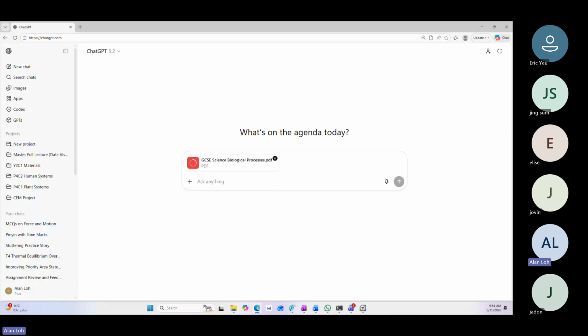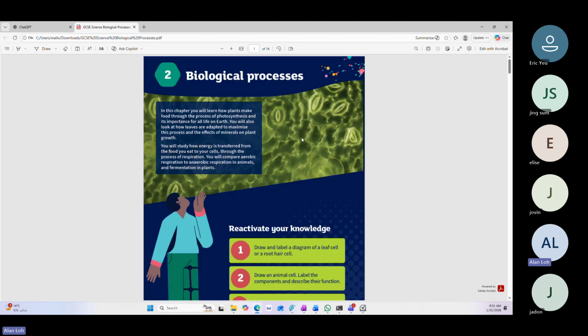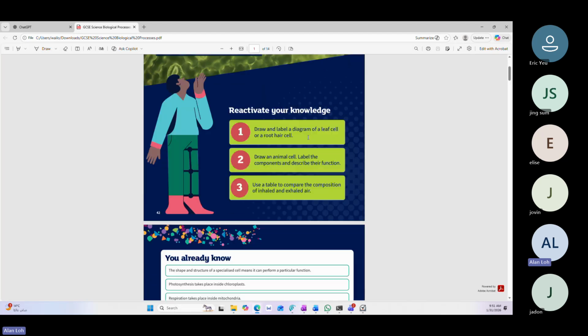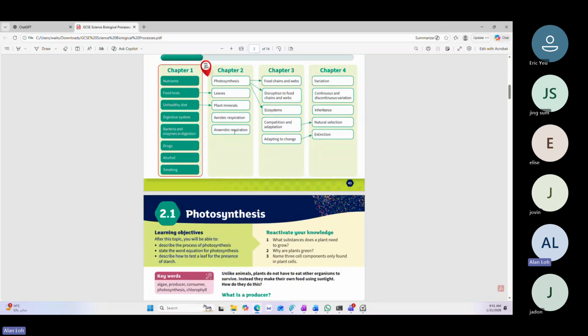So this is the book. Let me show you what I have uploaded. Since we have a bit of time. Right. So this is what we have learned just now. This is the textbook. So it's about photosynthesis, leaf, minerals, aerobic respiration, and anaerobic respirations.